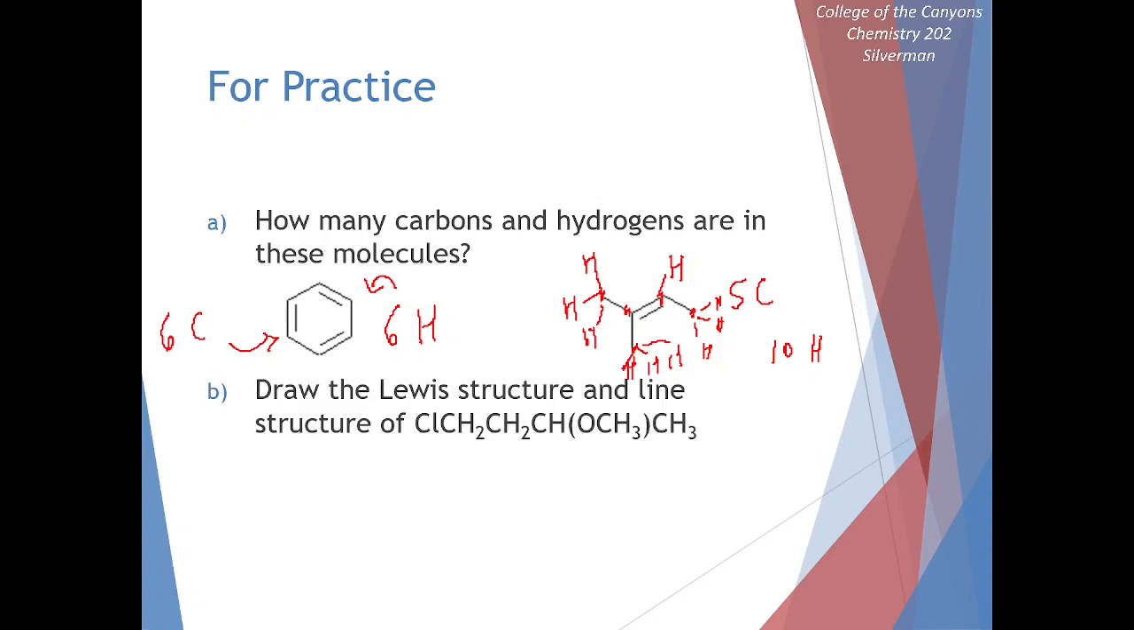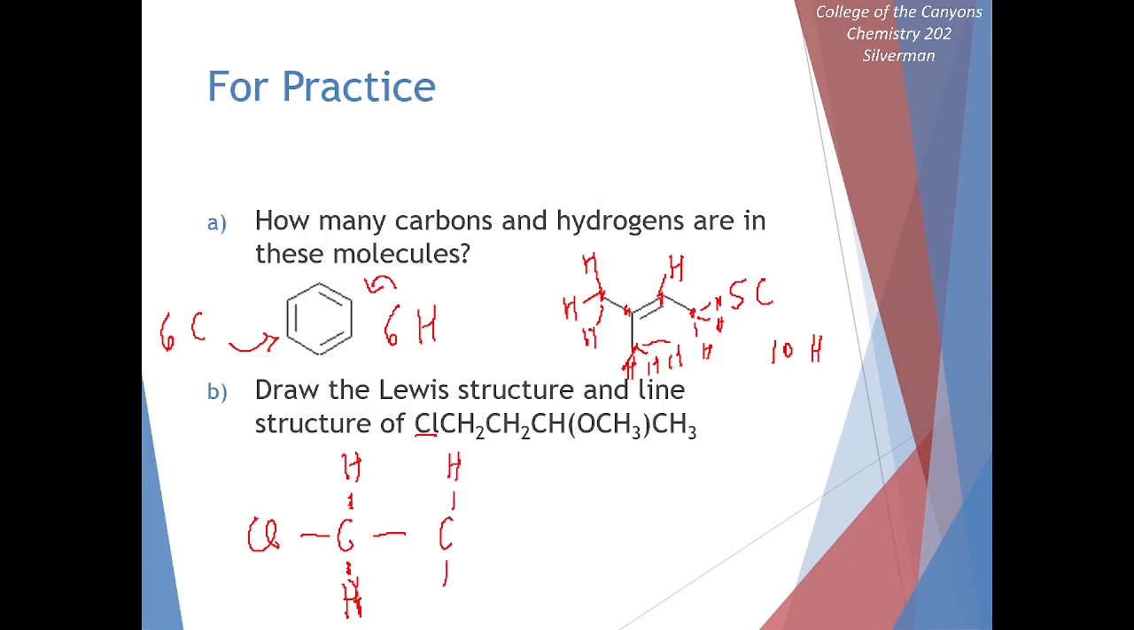Our second problem, again, if you want to take a moment and pause, feel free. All right, what are we doing here? We have a chlorine. We have CH2, CH2, CH, OCH3, CH3. My goodness. Okay, so this chlorine is going to be a chlorine atom. Our CH2 is going to be a carbon with 2 hydrogens on it, which means we're going to need to connect to 2 other things. We'll just go in order here. I'll assume the chlorine is attached to that carbon. Then we have another CH2.